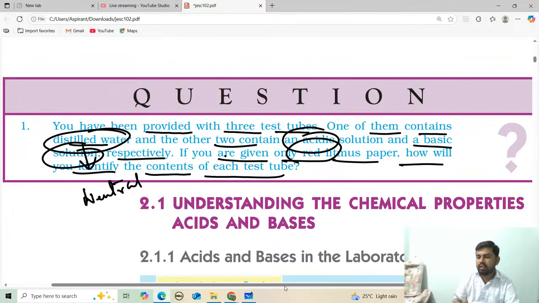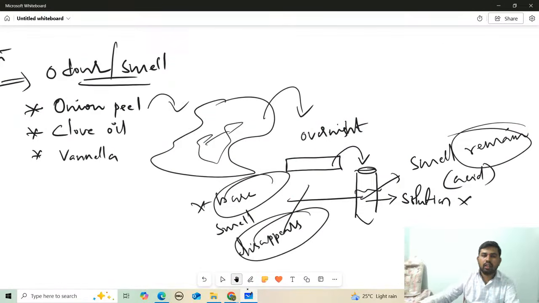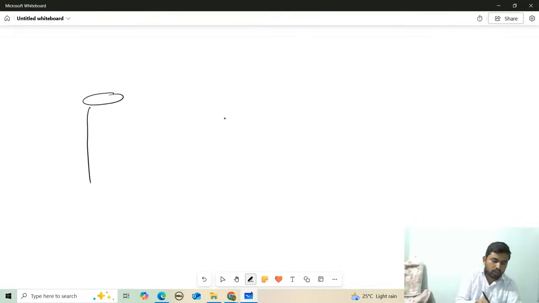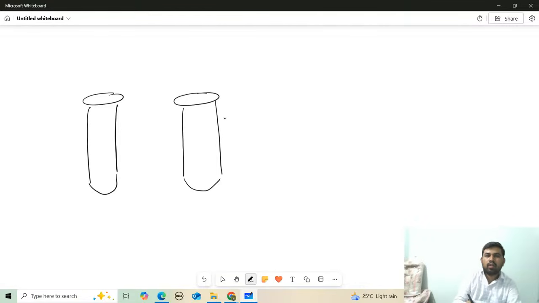So I think you got the question. There are three test tubes. Let me draw it here. This is test tube one, here we have test tube two, and here we have test tube three.